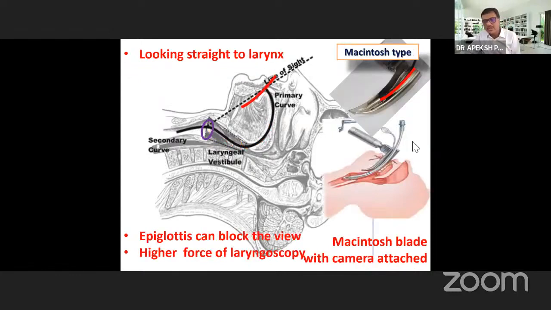And if you look at the Macintosh type video laryngoscope, the camera is positioned here, looking upside down. The epiglottis can partially block the view. And still, if you are using a Macintosh type of video laryngoscope, you still need to lift the tongue above this line. So the Macintosh type of video laryngoscope does not decrease the force of laryngoscopy. It does not enable us to look beyond the curve of the tongue.